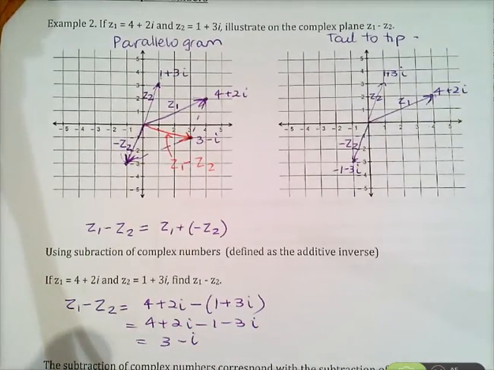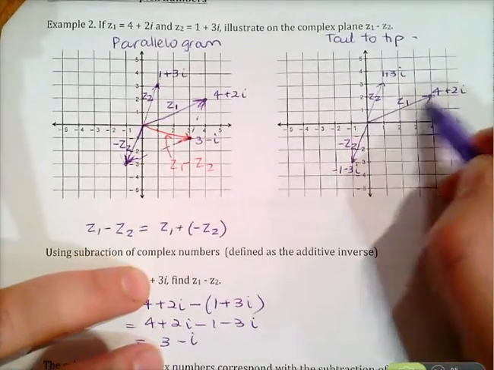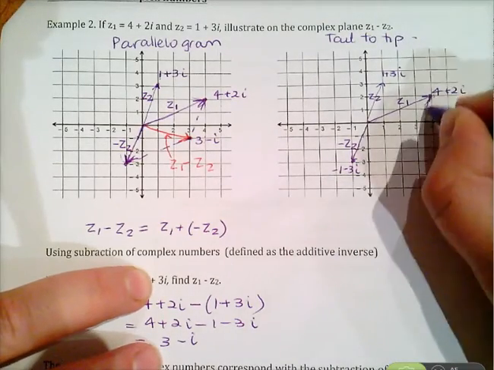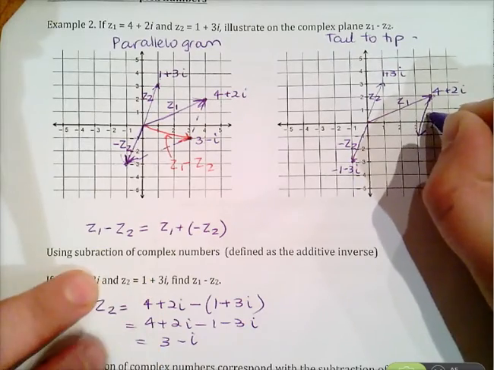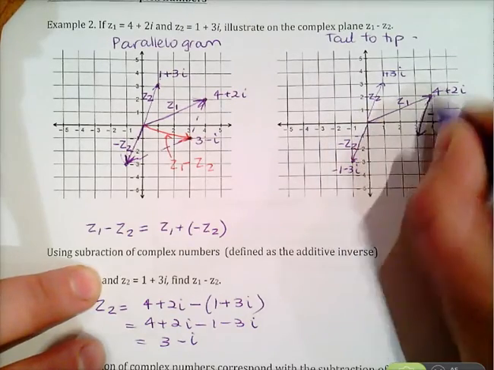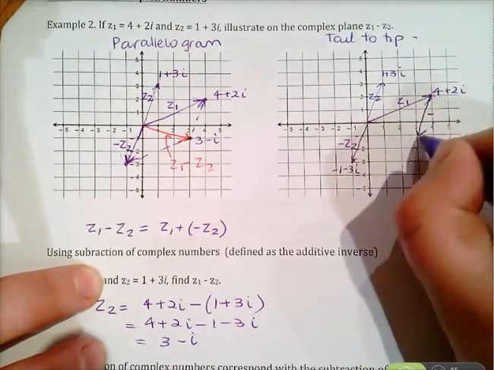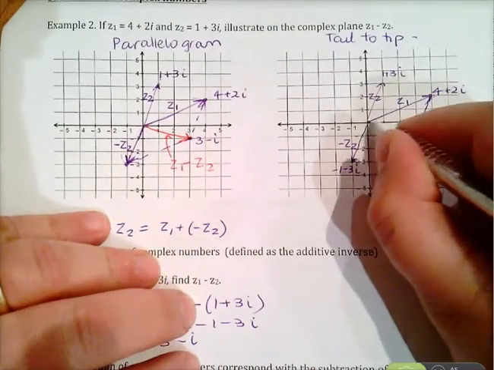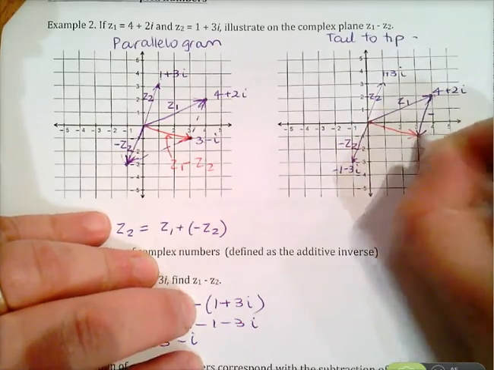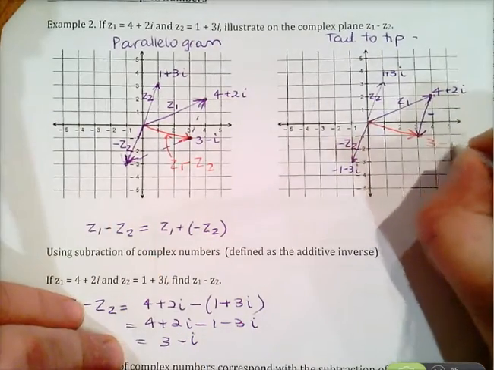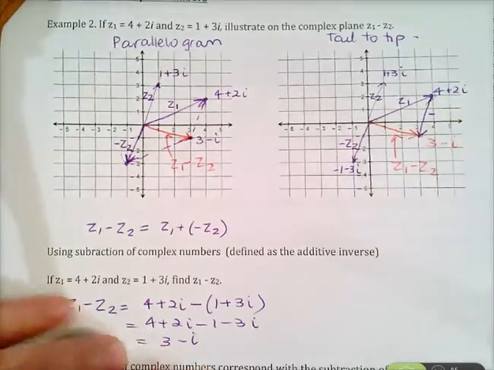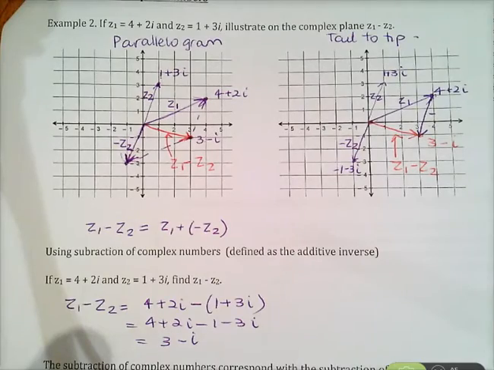So if I want to use my tail to tip method, there's my first vector. I add my second vector on the end here. So here's my second vector. And then therefore, first vector, second vector, I start here, I finish here. So therefore my resultant vector is from the start to the finish, which is this. So this point down here is 3 minus i, and that vector there is Z1 minus Z2, and that's using the tail to tip method, okay?